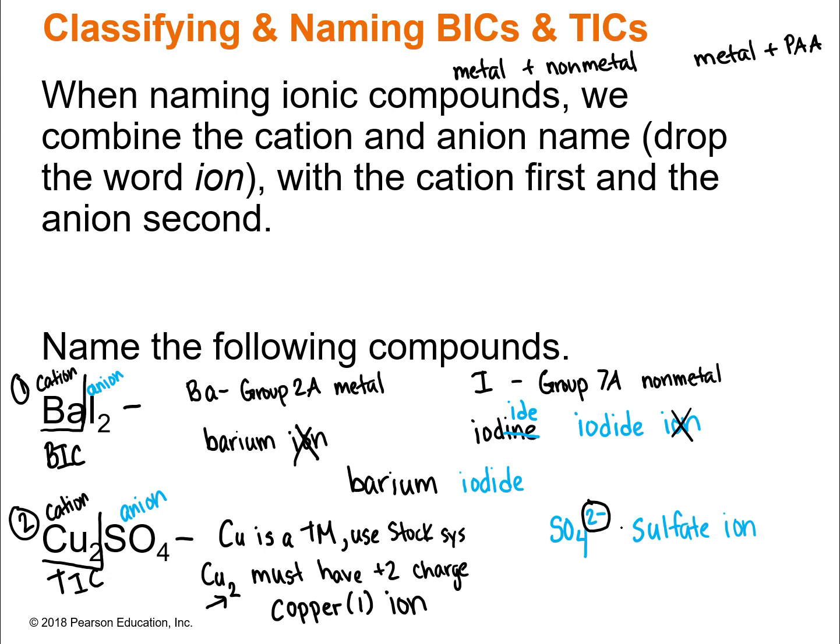In this compound, we've got 2 copper atoms, and that's given by this subscript here. That tells us that we have 2 coppers. And both of those together must have a total charge of +2 to cancel out the -2 from the sulfate ion. Does that part make sense? And don't worry, we'll do more examples. Go ahead.